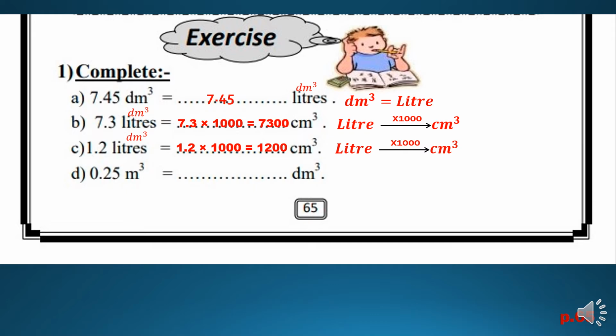Letter D. 0.25 meter cube equal how many decimeter cube? To change from meter cube to decimeter cube, I will multiply by thousands. So 0.25 times 1000 equal 250 decimeter cube.